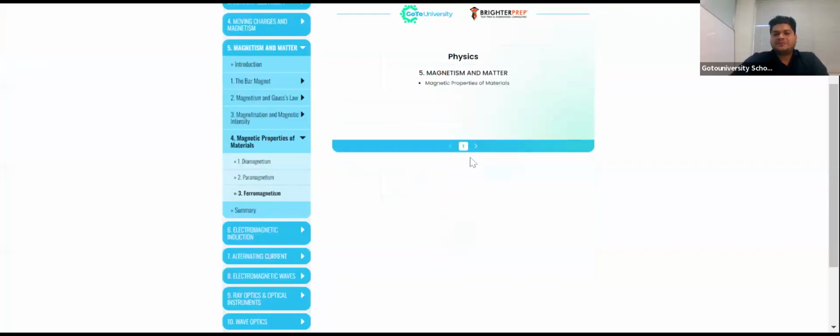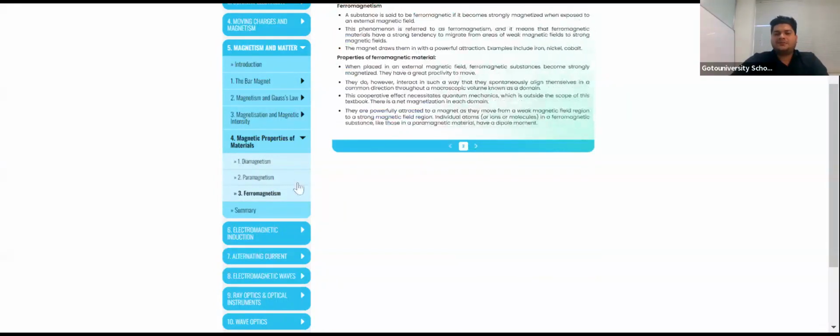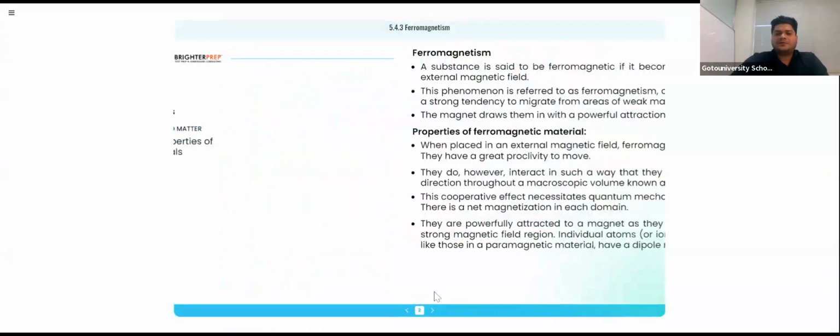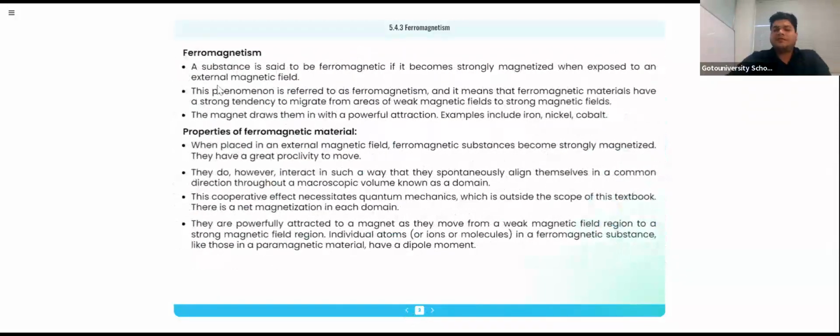Last one is ferromagnetism. So the first thing, its net magnetic dipole moment is very much greater than 0. This is the first property of ferromagnetism.